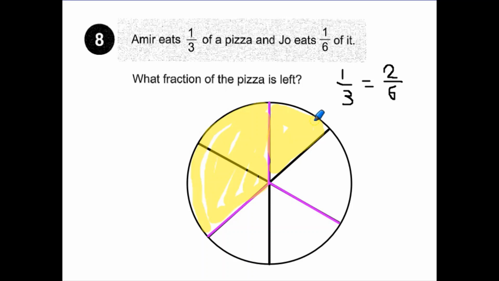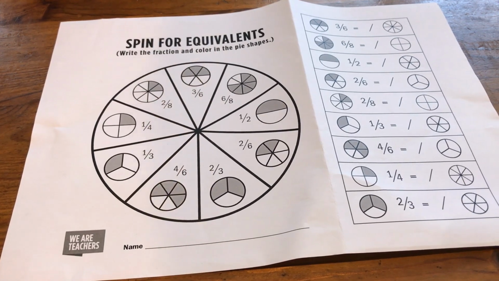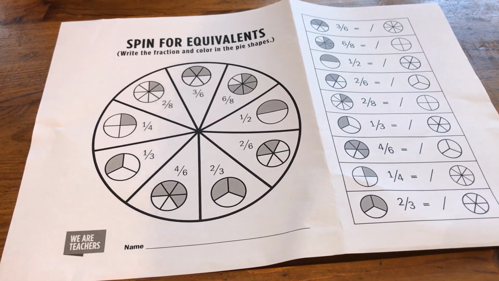So I'm going to show you the spinner game now, which is part of the home challenge for this week, just so I can demonstrate. So this is the game that's part of your home challenge. It's a spinner game. Now, it obviously doesn't come with a spinner, but you can create a spinner using a pen or pencil and a paper clip.